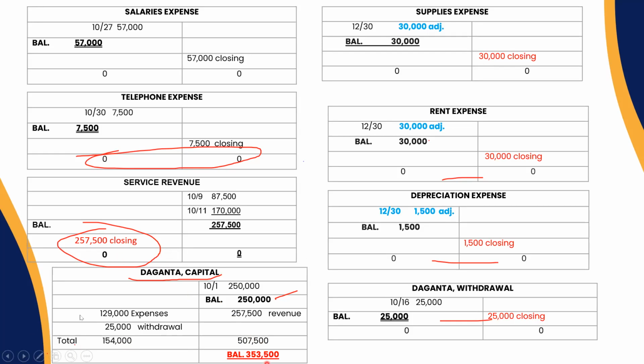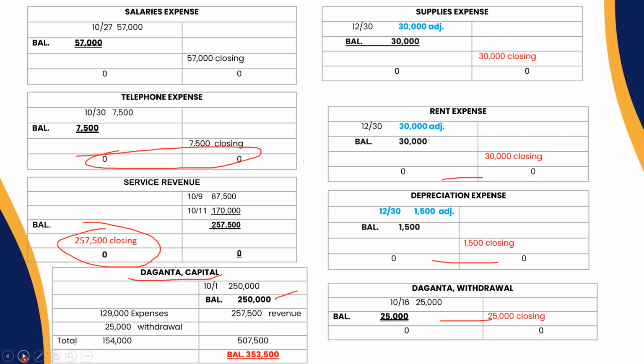This is what is in this T account. You have the initial investment of 250. You add your revenue of 257,500. You less your expenses, you less your withdrawal, and as of December 31, your new capital balance from your initial investment of 250,000 pesos is now 353,500. So that is the changes in your capital account. Okay? It is affected by the revenues, the expenses, and your withdrawal.